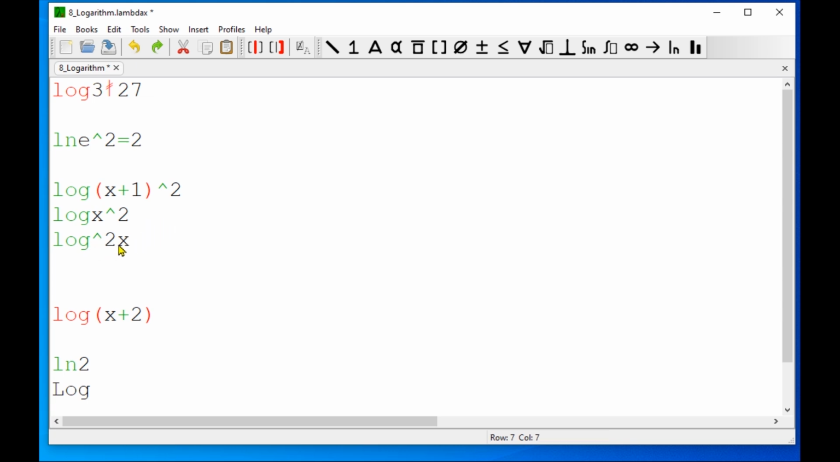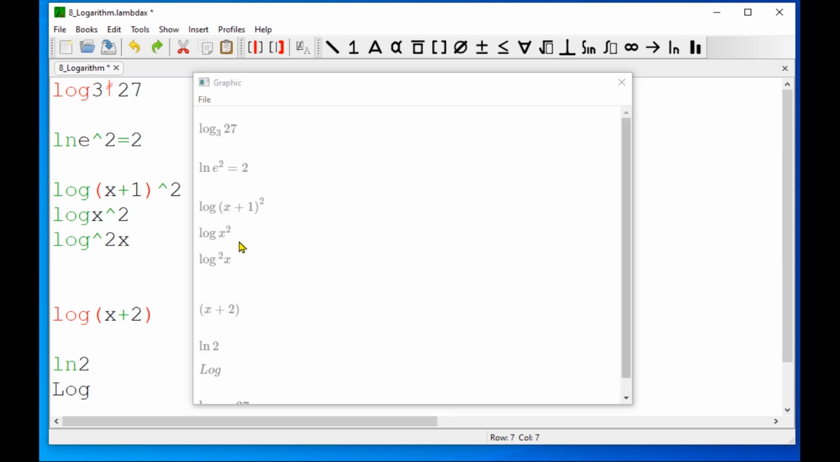Let's double check with F4. And here they are, logarithm of squared x and squared logarithm of x. They get actually understood in the two ways we wrote them.